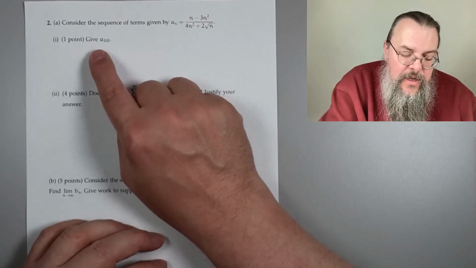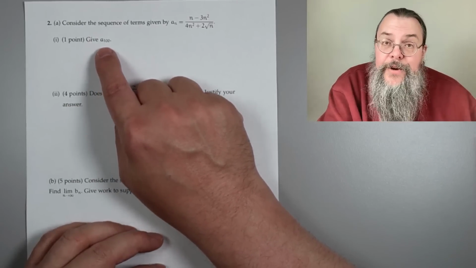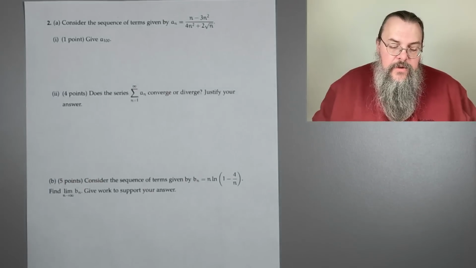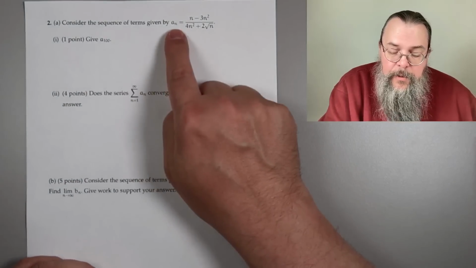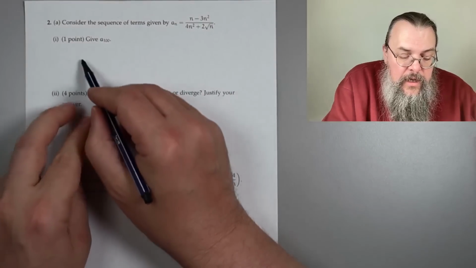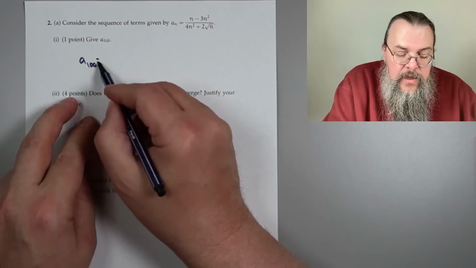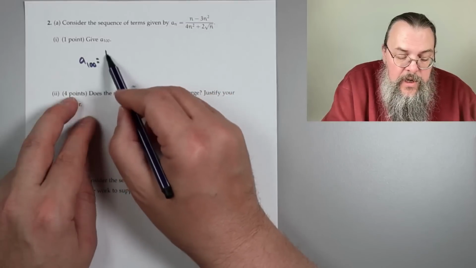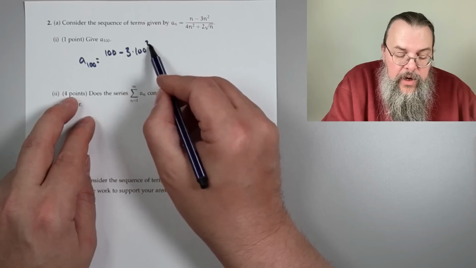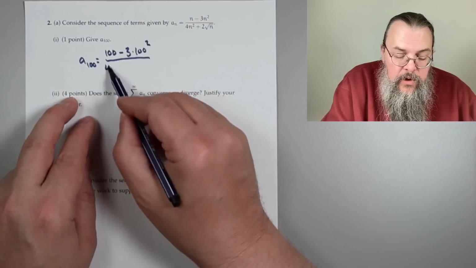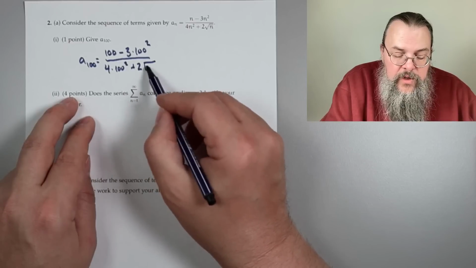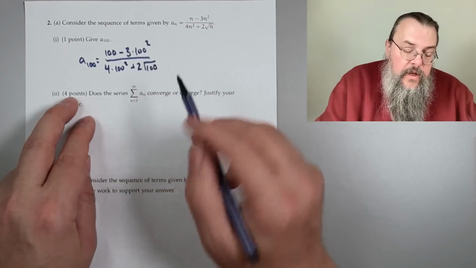And now we're saying, okay, give a sub 100. All right, well, what's that? Well, it means if I want a sub 100, everywhere you see an n, you put in 100. So a 100 is, wherever I see an n, I put 100, so 100 minus 3 times 100 squared over 4 times 100 squared plus 2 square root of 100. Now you could say, yeah, there we go.